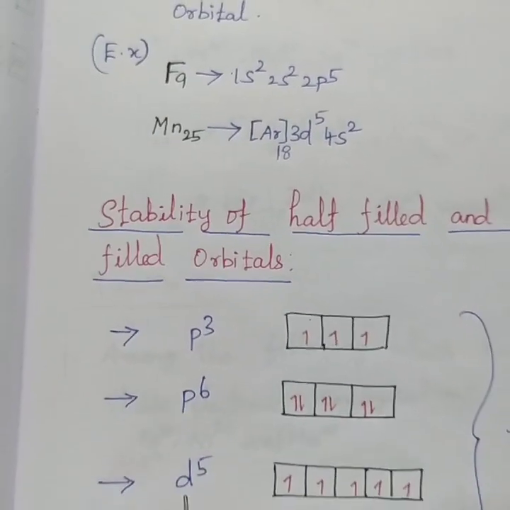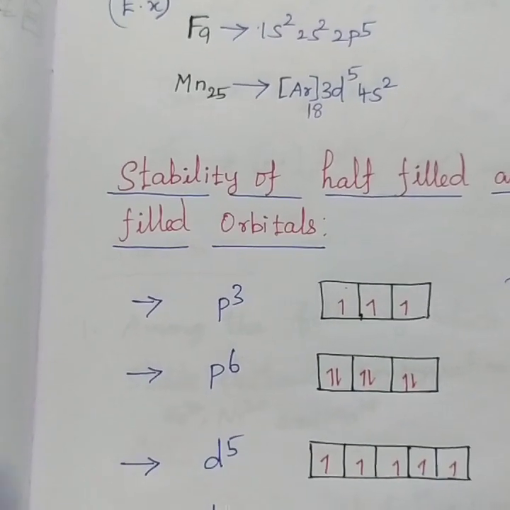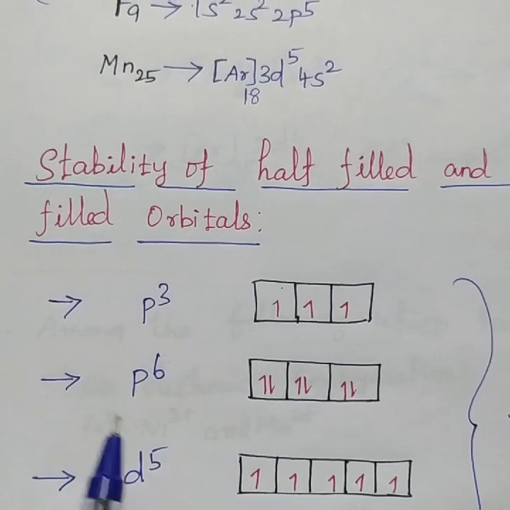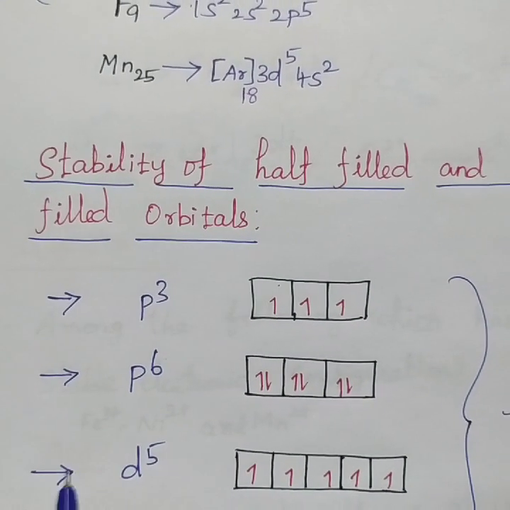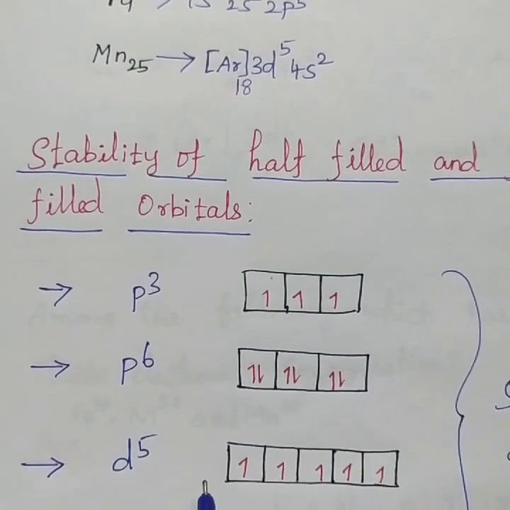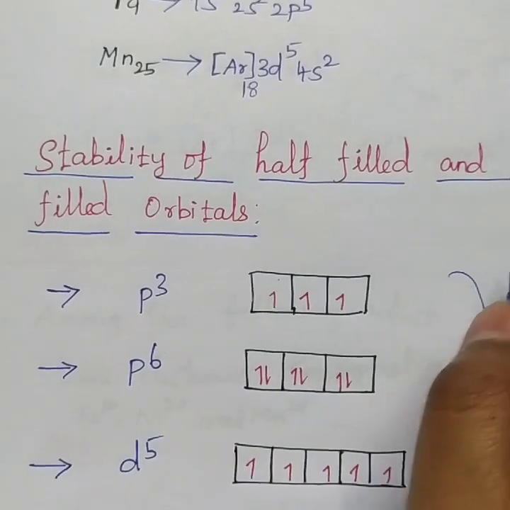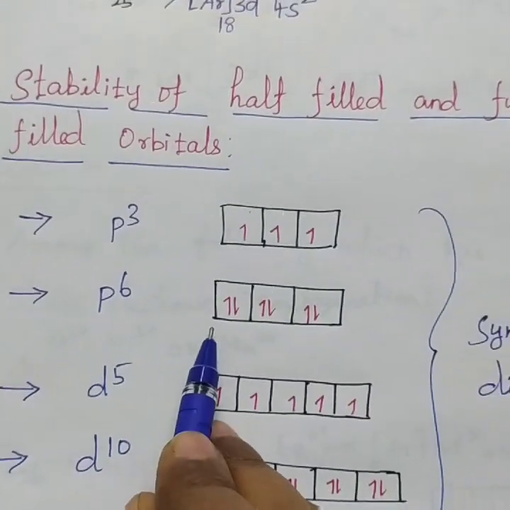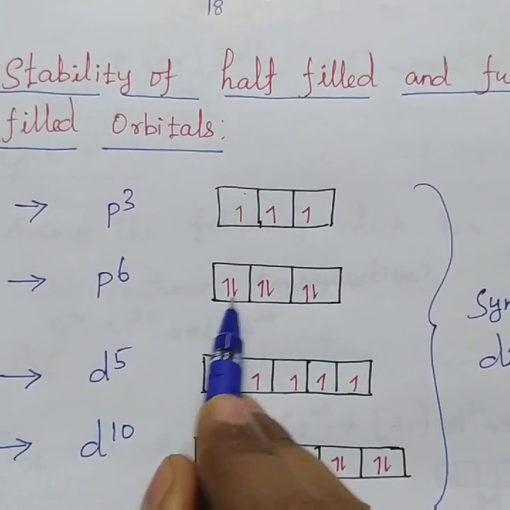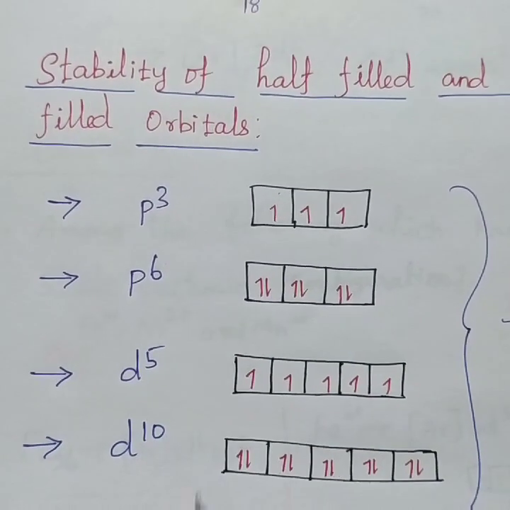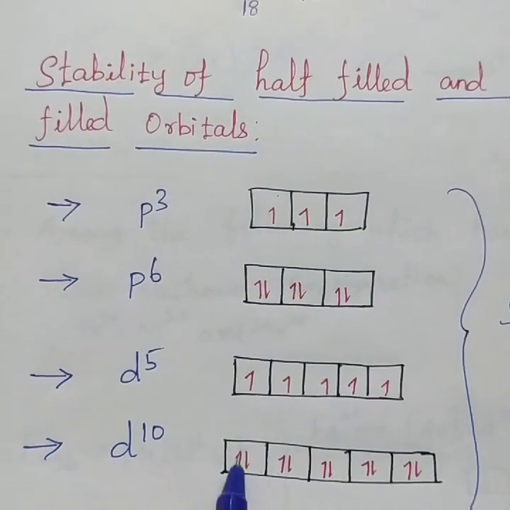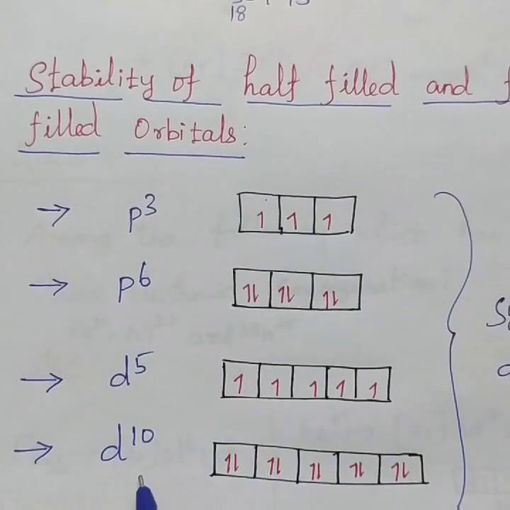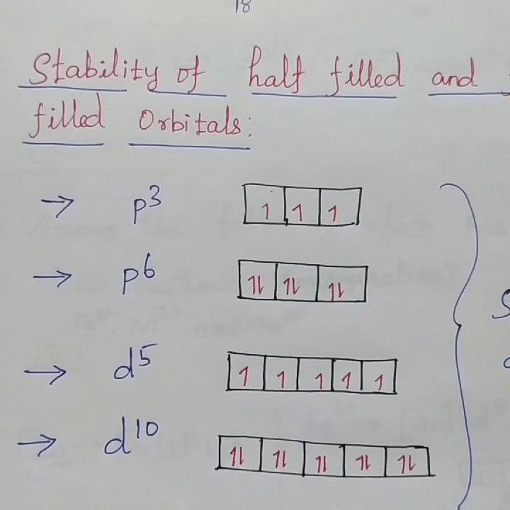Okay. Next we are going to see the stability of half-filled and fully filled orbitals. What do we mean by half-filled and fully filled orbitals? If you take the p shell, how many electrons can you arrange in the p shell at maximum? 6 electrons. So I have filled 6 electrons here. And the d shell has a maximum capacity of 10, so I have written 10 electrons here. Now p6 and d10 are the fully filled, completely filled orbitals.